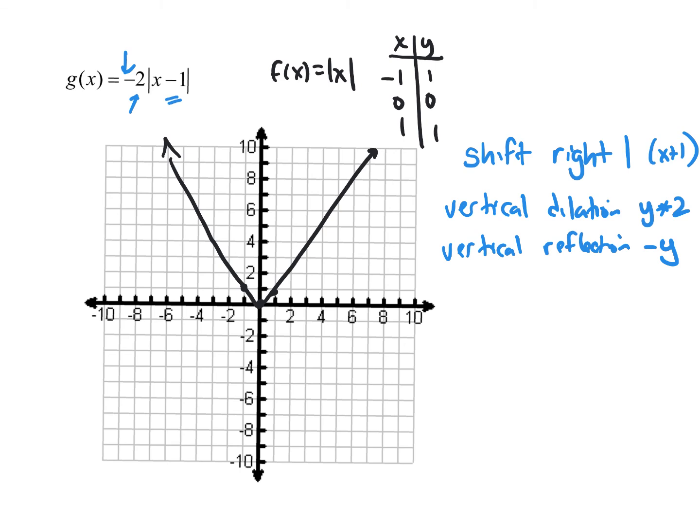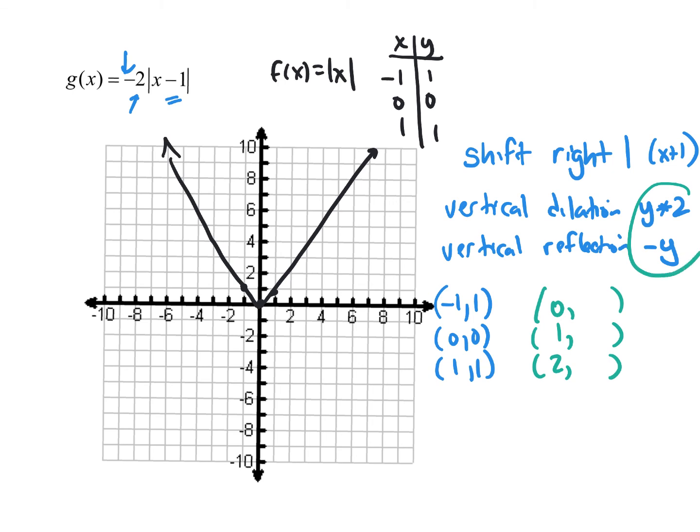So really, you can see we're adding 1 to all the x's. So if I take those original points I had, the only thing I'm doing with the x's is I'm adding 1. So that's going to become 0, 1, 2. And then we're multiplying by 2 and turning it negative. So I'm really multiplying by negative 2 if you take these two together. So multiplying by negative 2 would be negative 2, 0, negative 2.